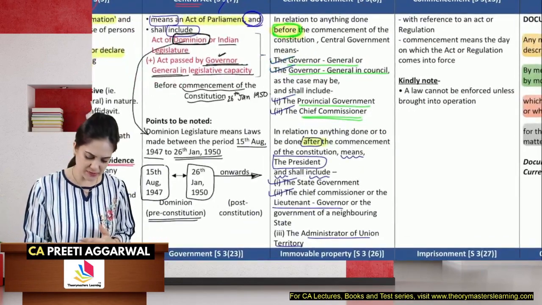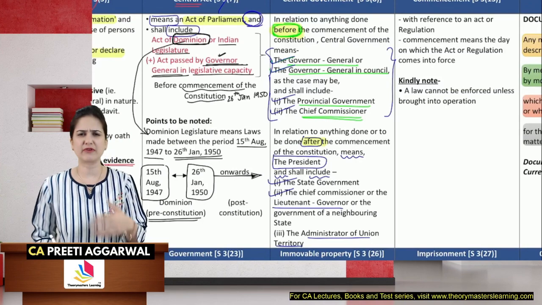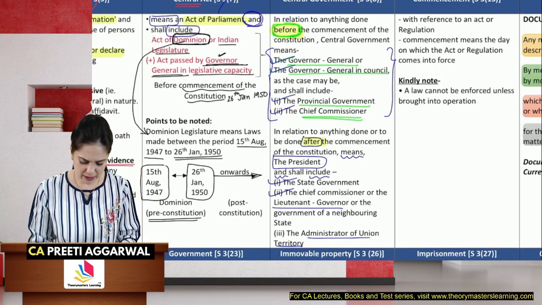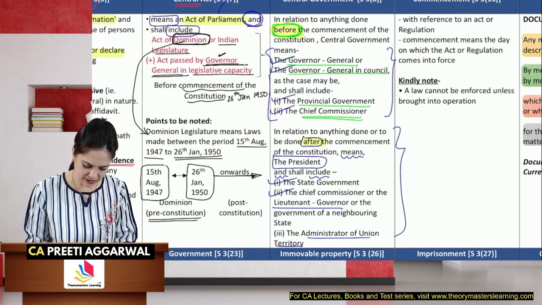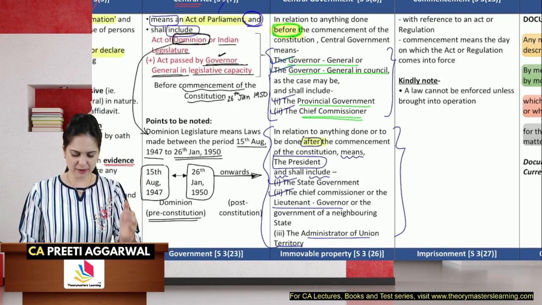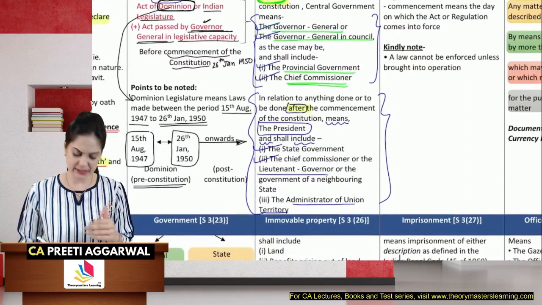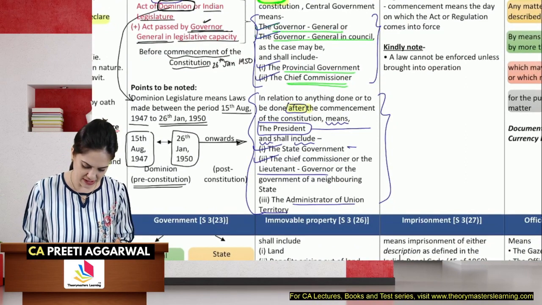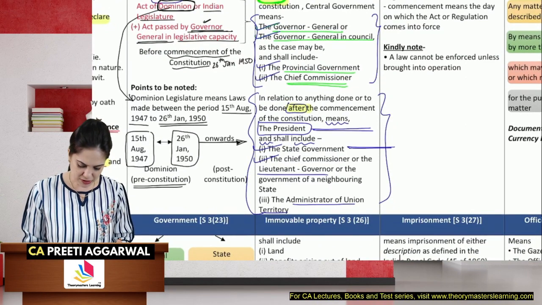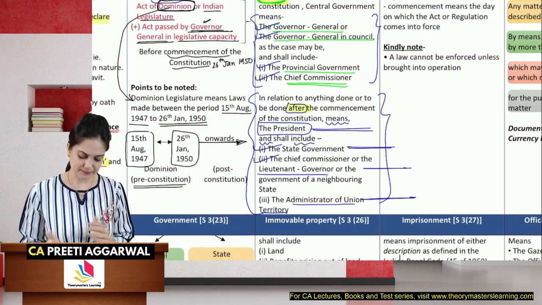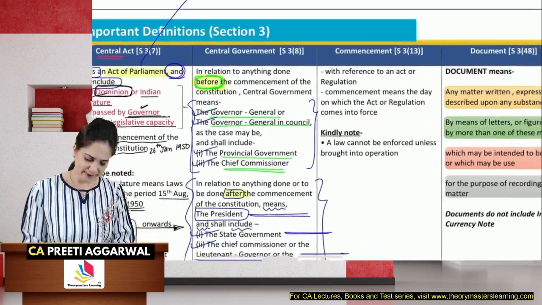So before the commencement, it will include the governor general in council. It will include the provincial governor or government or the chief commissioner. After the constitution, it will include the president, the state government, the chief commissioner, the lieutenant governor or the union territory. So we have the central, we have the state government, we have the union territory, we also have the chief commissioner or the lieutenant governor. Not very important for exam.